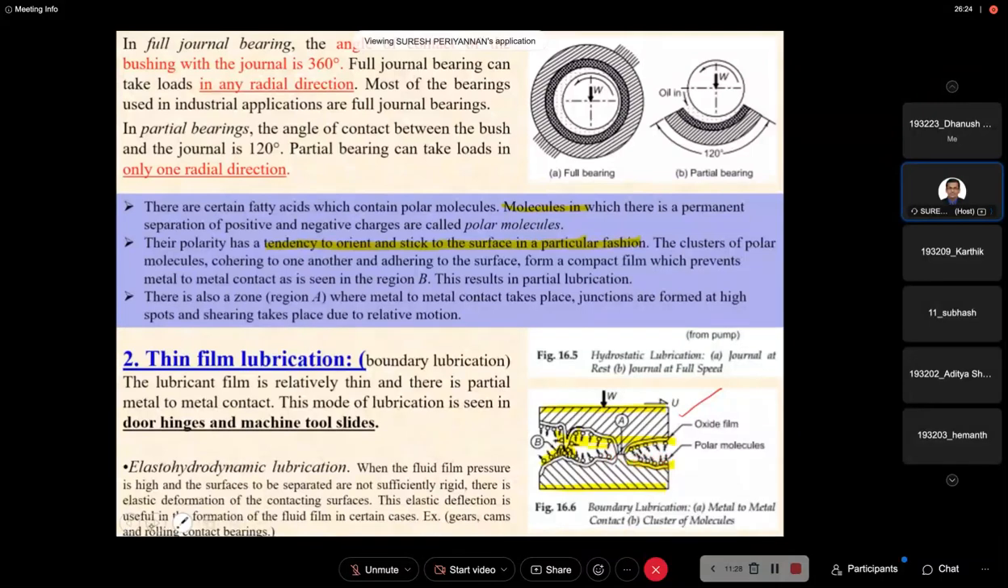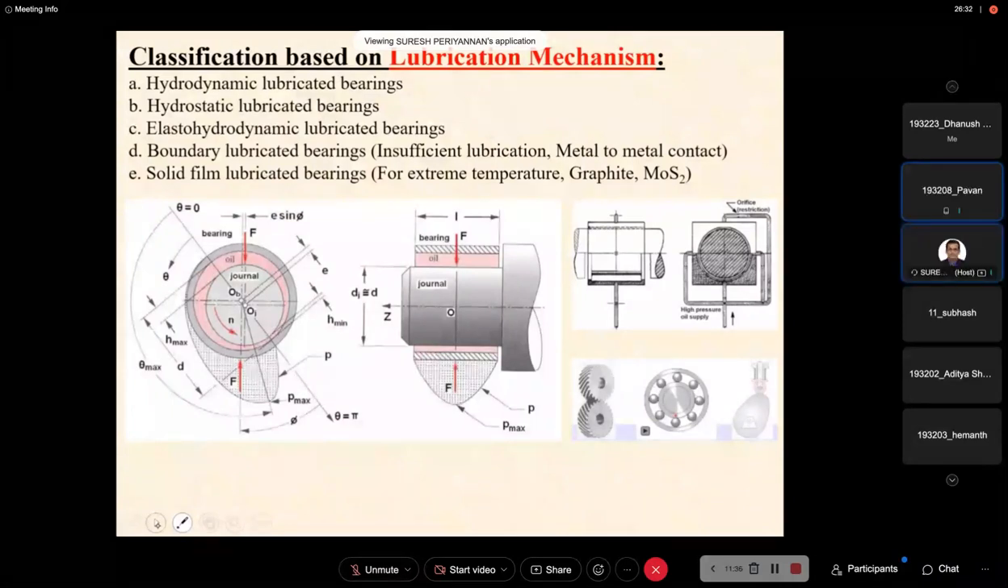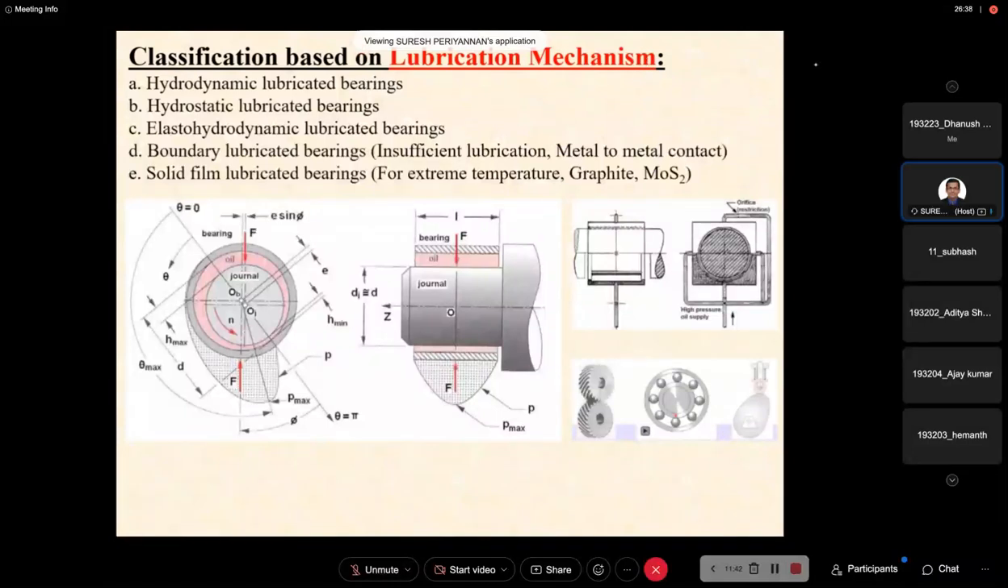I'm asking for one more example, a very good example. You can get it in automobile industries, especially piston rings. Exactly correct. That is boundary lubrication, meaning thin film lubrication or boundary lubrication.